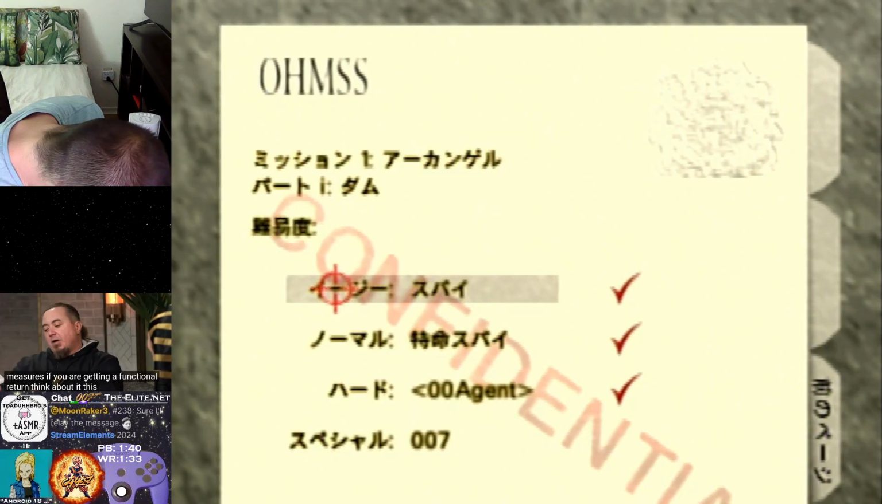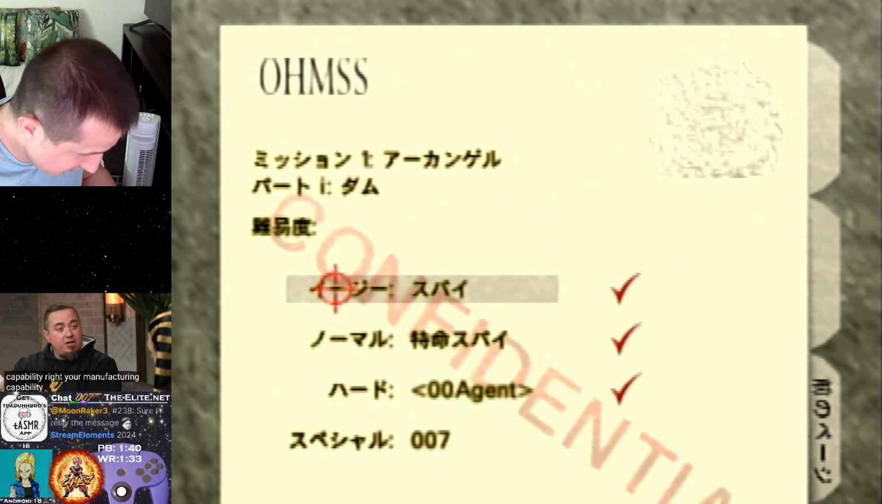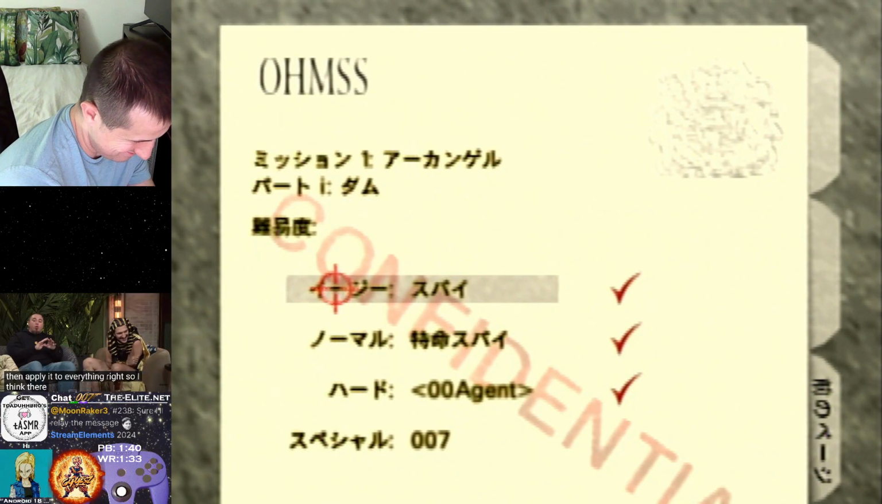Think about it this way. Once you have that capability, if your manufacturing goes down that path, you can be very precise. I don't always have to do everything like that, but I think there were functional objects.